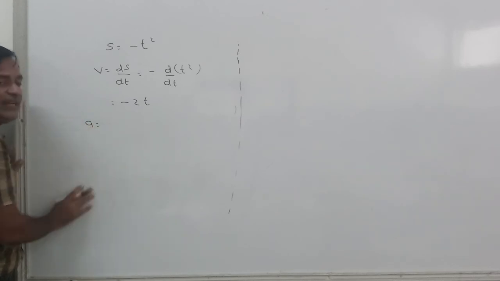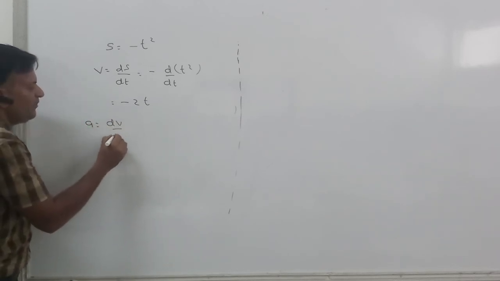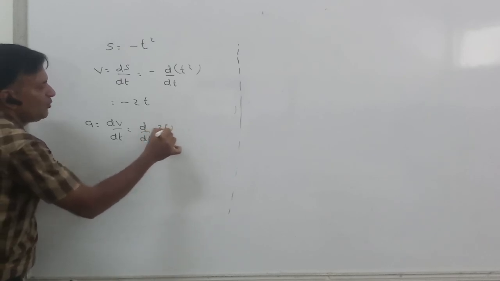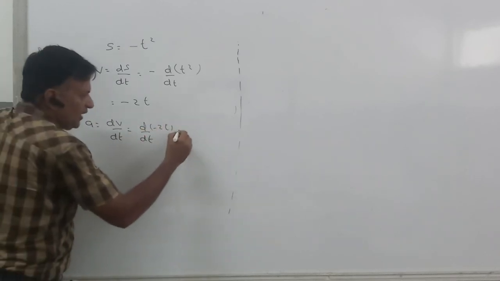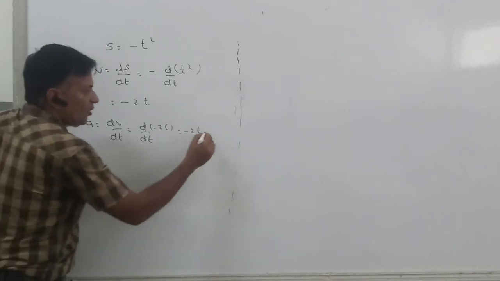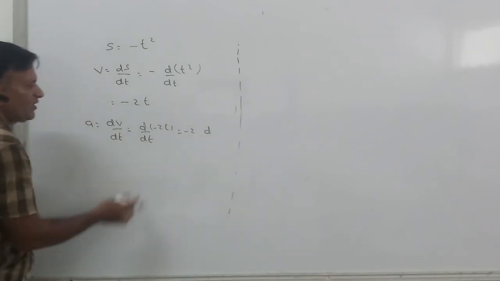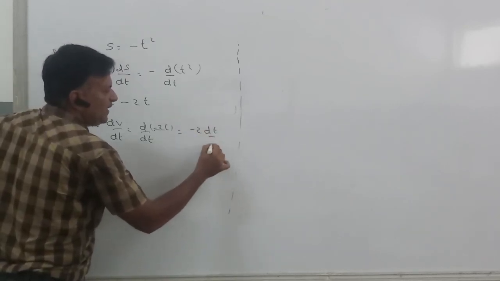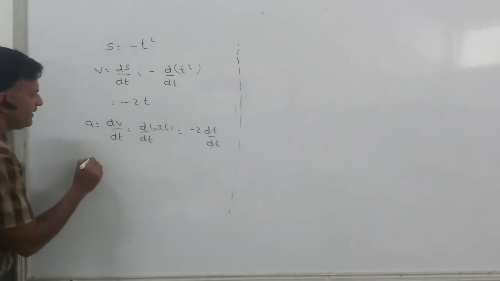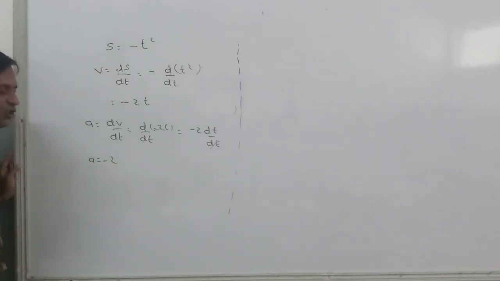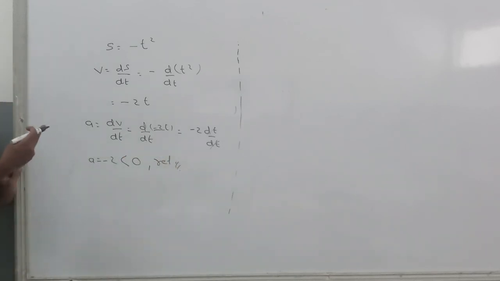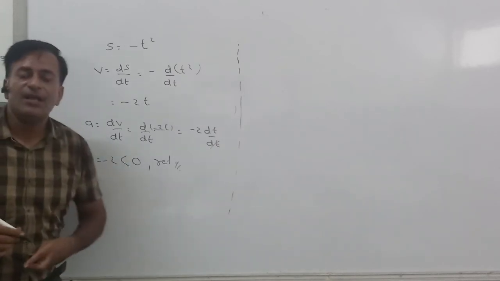Now finding the acceleration. What is acceleration? dv by dt. That is d by dt of minus 2t. Minus 2 is constant. Minus 2, and this is dt over dt. Cancel this out. What is acceleration? Acceleration is equal to minus 2. You can see acceleration is less than 0. So if acceleration is less than 0, what is this? This is retardation.